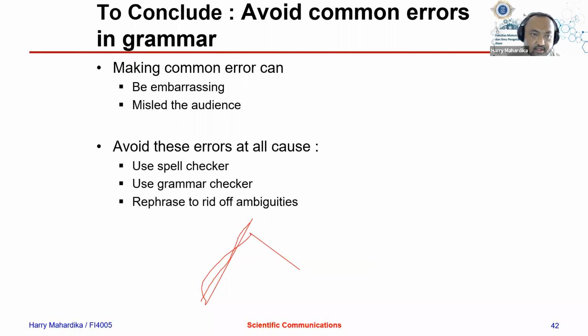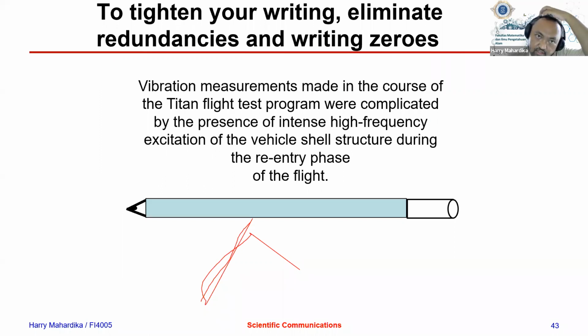Okay, to conclude, avoid common errors in grammar. Making common errors can be embarrassing and mislead the audience. So we don't want to mislead the audience or the readers. So avoid these errors at all costs. Please turn on the spell checker and then turn on the grammar checker and then rephrase to remove the ambiguities. To tighten your writing, eliminate redundancies and wordiness.